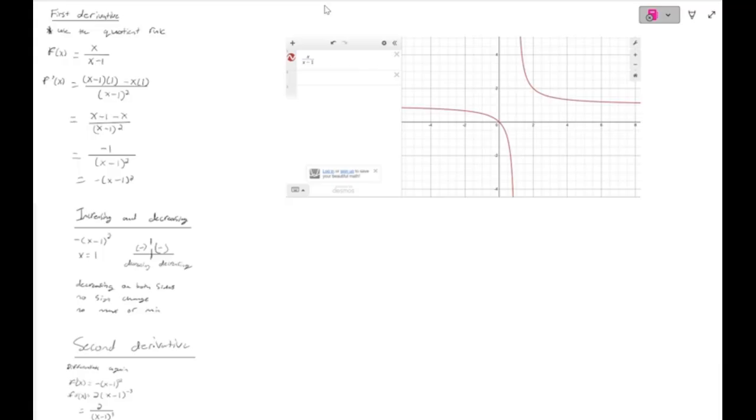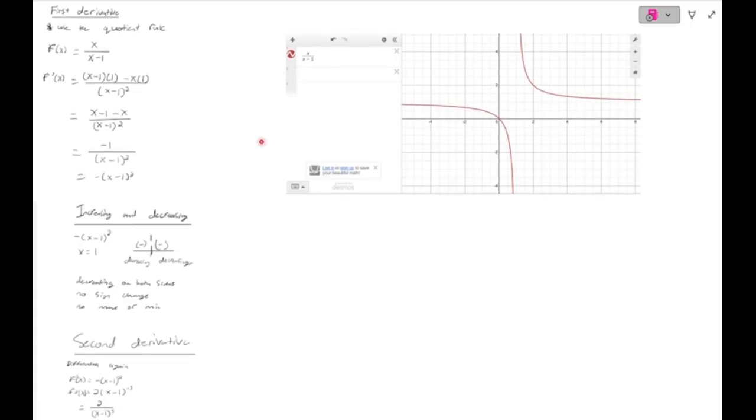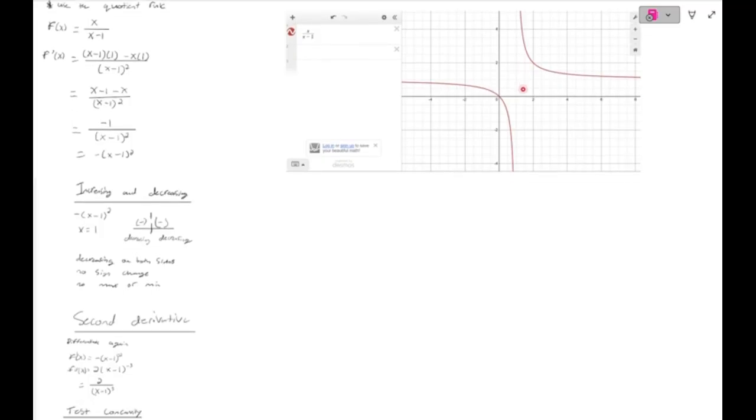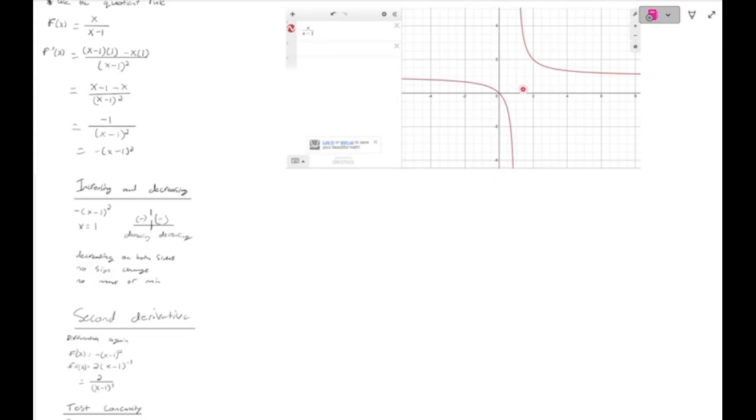On the interval from 1 to infinity, the graph starts at positive infinity just to the right of the asymptote, and we can see that right here. As x increases, the graph decreases and approaches the horizontal asymptote y equals 1 from above. Since the derivative is never 0, there are no critical points. This means there are no local maximum or minimum values, and the graph never changes direction.